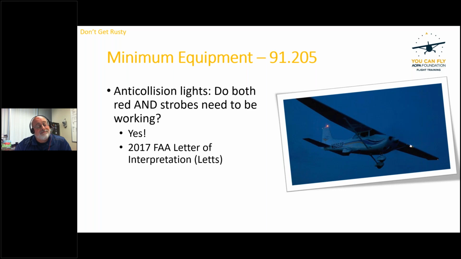And there's an FAA letter of interpretation, requested by a gentleman named Letts in 2017, and the answer is no. The FAA has said in this letter of interpretation that that is part of the entire anti-collision system, and so therefore, if you have both the strobes and the flashing beacon, both of them need to be working. That is required equipment under their interpretation. So that is a no-go in that sense. It needs to be fixed before you go flying. Yeah.